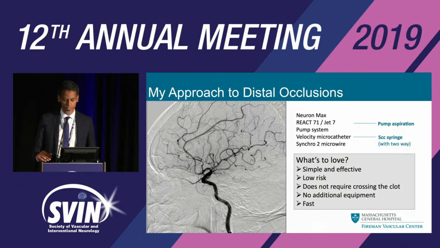So what's to love? Well, it's simple, it's conceptually simple, it's technically simple, and it's been very effective in our experience. It's low risk. This is a nice soft microcatheter. We're not trying to deploy a device or push something big far out. We don't have to cross the clot. I don't know about you, but I'd rather not go around an impacted and hard clot in a distal vessel around a turn if I didn't have to. For us, using our basic setup, there's no additional equipment, and that's always a positive, and therefore it's fast. What's not to love? You tell me.